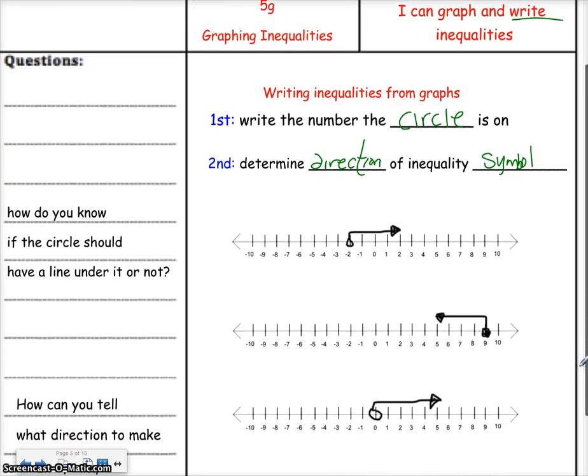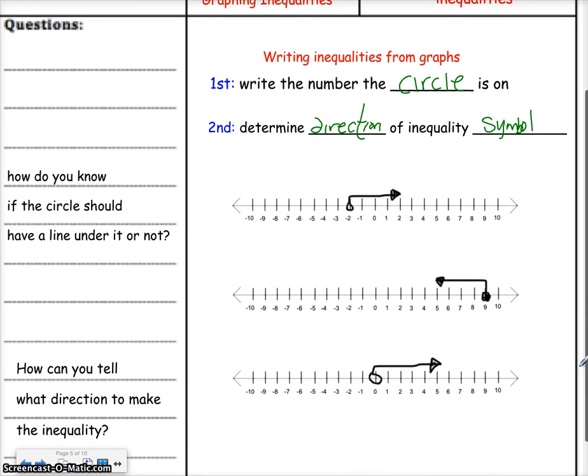All right. So when I look at this first one, I see that my circle is at -2. You always put the variable first. Always. So I should have x, and then I have -2 as my number. So I need to know, is it bigger than or smaller than -2? It's going to the right, so that means it's bigger than -2, and there's no line under it.